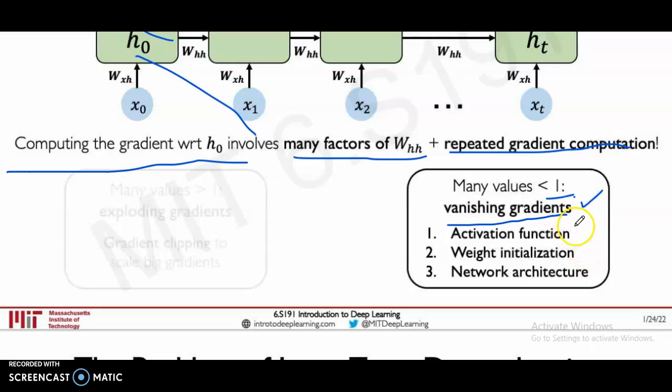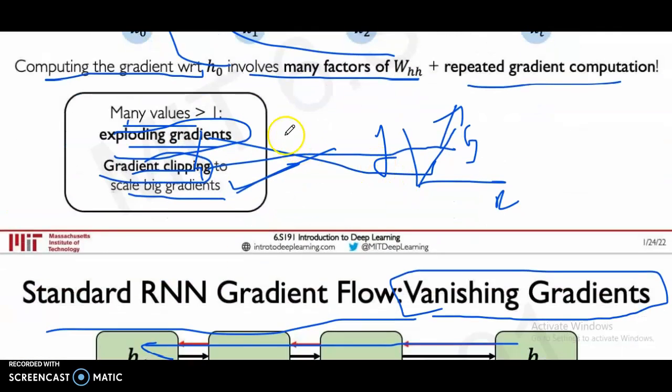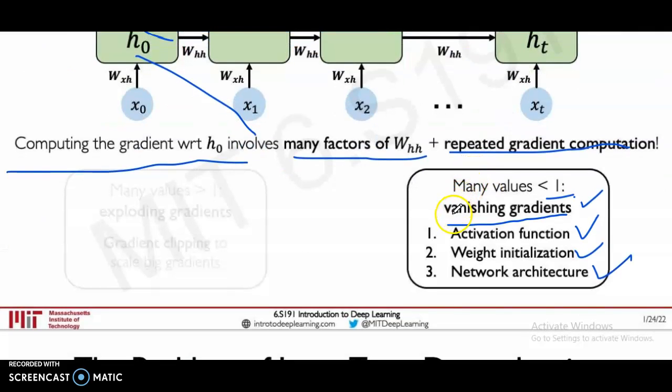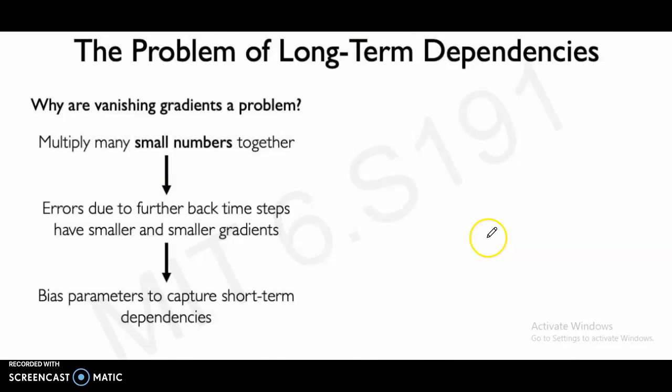Gradients vanish because of the activation function, weight initialization, network architecture. If many values are greater than 1, then the gradient will be increasing. Here, the gradient vanishes due to the activation function, weight initialization, network architecture.